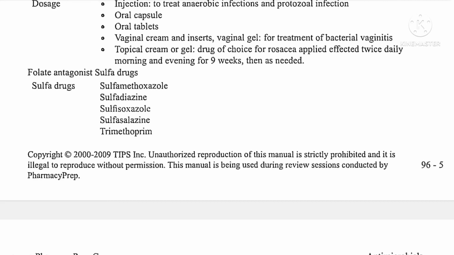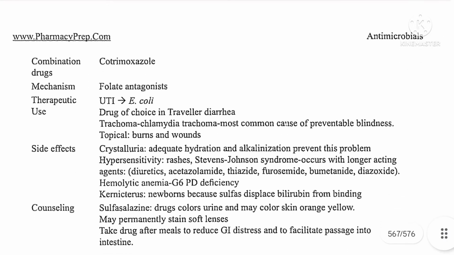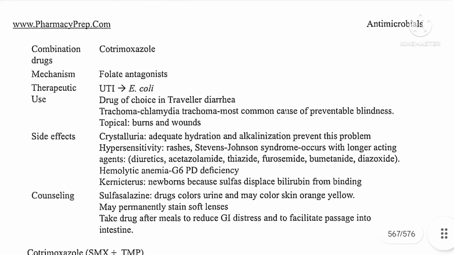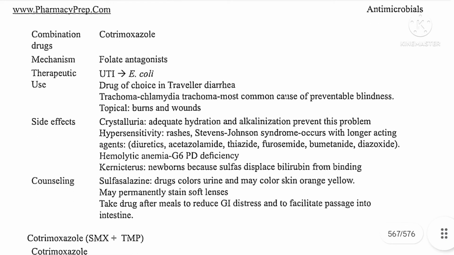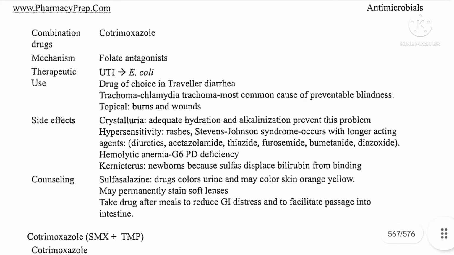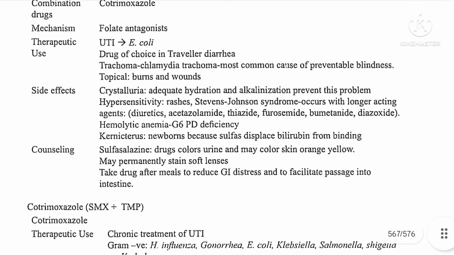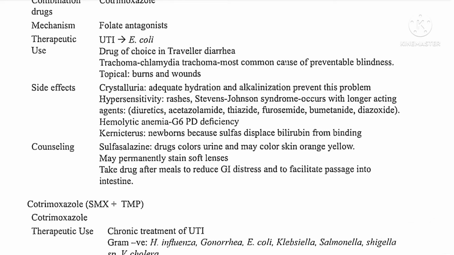So the next classification of drugs is folate antagonists, that are sulfur drugs, with the exception of one drug, trimethoprim, obviously as seen by its name. It is available in combination with the name cotrimoxazole. Its mechanism, obviously, is that it inhibits folate synthesis and it is a folate antagonist. It can be used in UTI caused by E. coli. It is a drug of choice in traveler's diarrhea and used in trachoma, chlamydia.